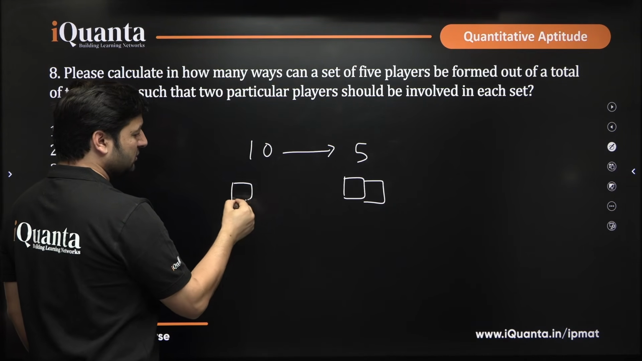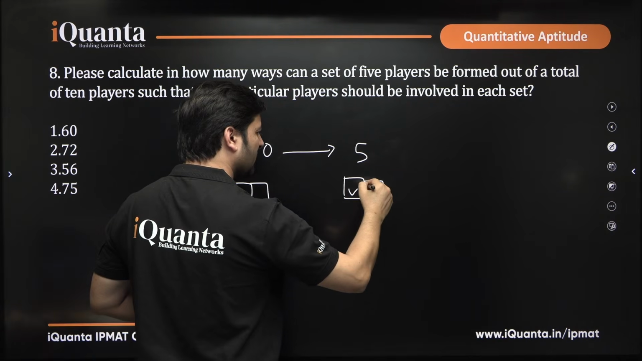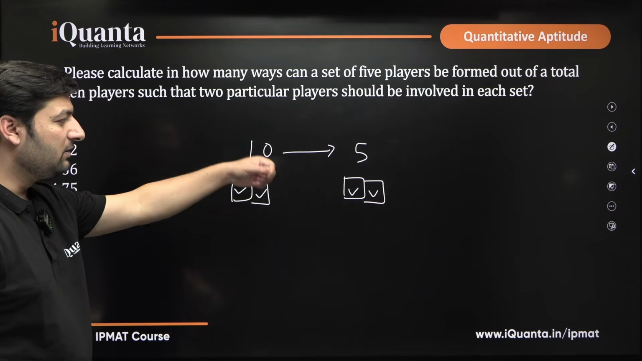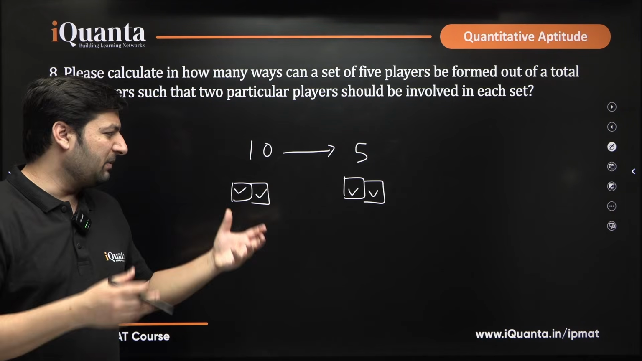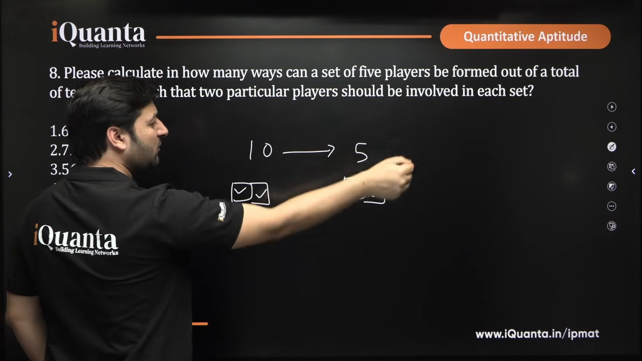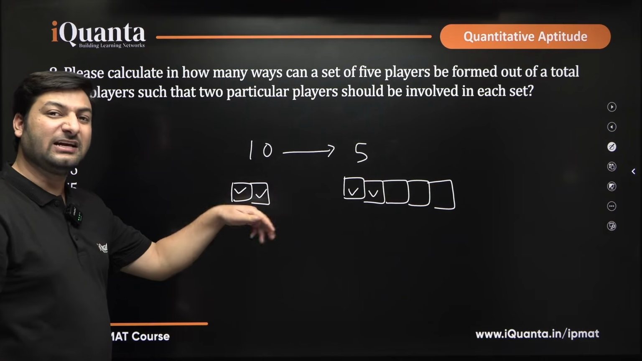So, those 2 are basically coming out of these 10. So, that means 2 spaces are already blocked. These 2 players are already chosen. Got it? There is only one way to choose them because they have to be there. I mean, they will be there. Now, you have to involve another 3 and you don't know about these 3. These 3 can be any 3 players.